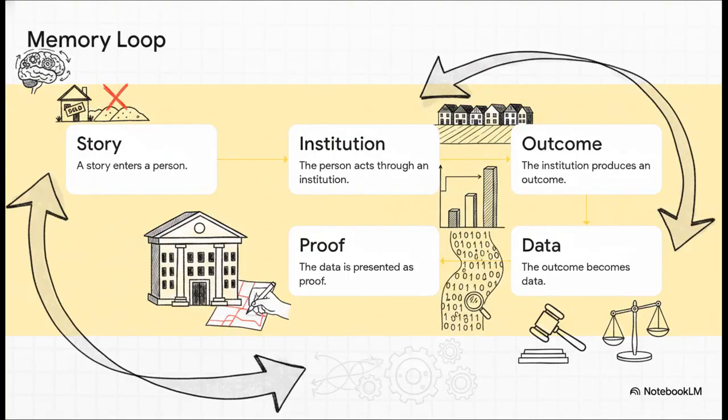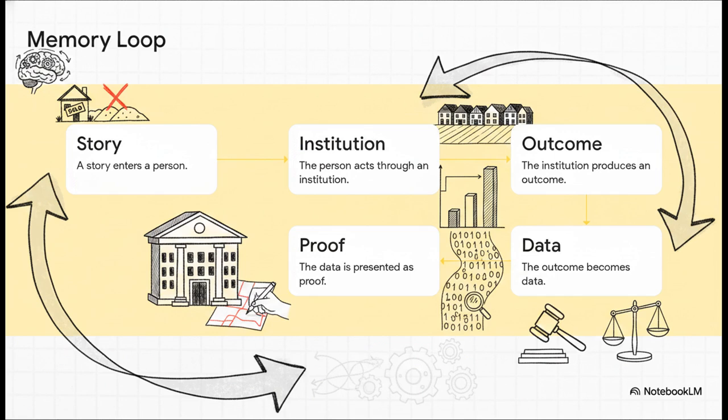Think about historical biases for a second, like land being taken back from freed black families during Reconstruction, or the long-term effects of redlining. The author describes this as a 5-step loop. First, a story about who deserves what enters a person. Second, that person acts through an institution. Third, the institution produces an outcome, like a wealth gap or a segregated neighborhood. Fourth, that outcome becomes data. And finally, step 5, that data is presented as neutral proof that the original bias story was true all along.